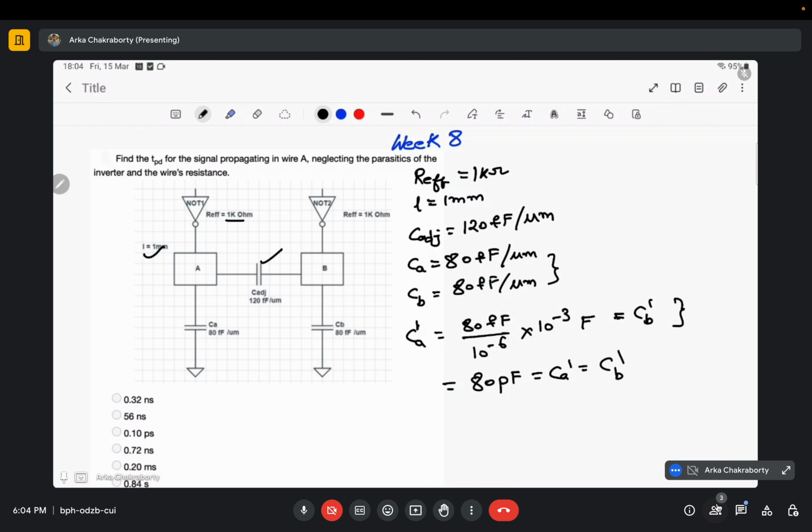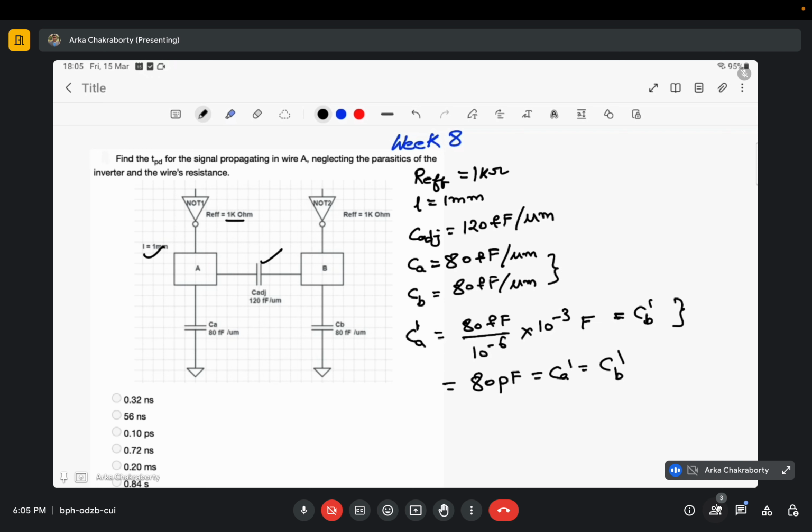Now, propagation delay is the worst case delay. Like I've been telling you guys since long, there are two kinds of delays. One is the propagation delay, another is the contamination delay. Contamination delay is the best case delay or the least value of the delay, and propagation delay is the worst case delay or the highest value the delay can take on.